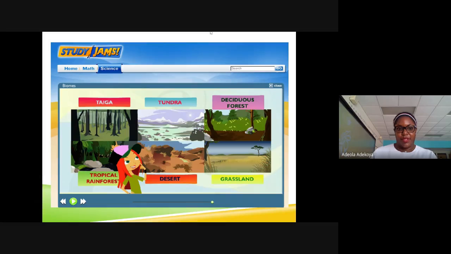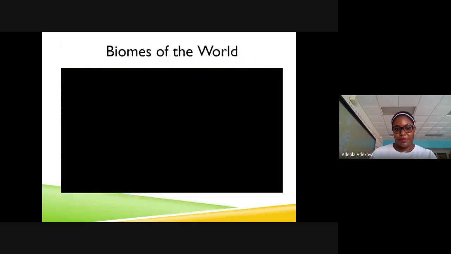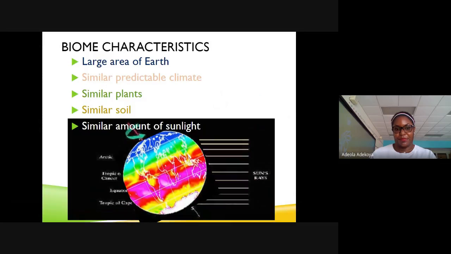All right. So knowing what an ecosystem is and what makes up a biome, we're going to continue exploring with an exploration on Discovery Ed about biomes and ecosystems. All right. So just a quick recap. A biome is a large area. An ecosystem is much smaller. So it's a large area of Earth. It's got a similar predictable climate, similar soil, similar plants, and similar amount of sunlight.